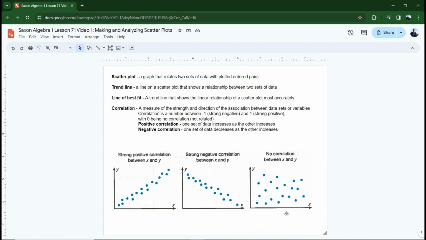And that brings us to video 2, where we're ready to work some practice problems related to scatter plots, trend lines, and correlations. Let's get going on that one.